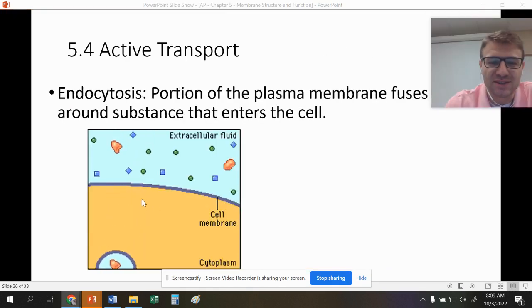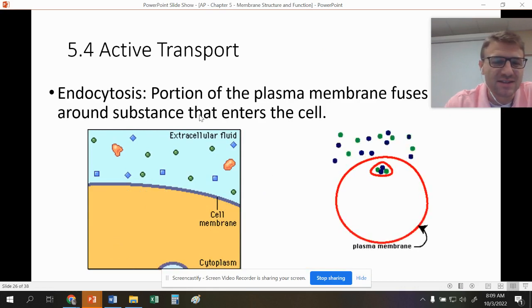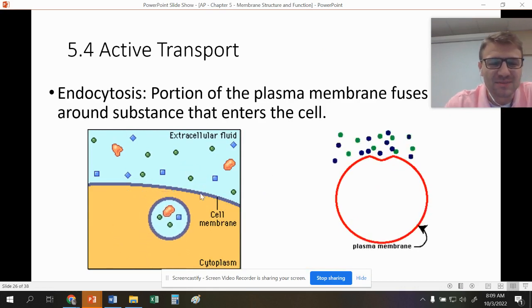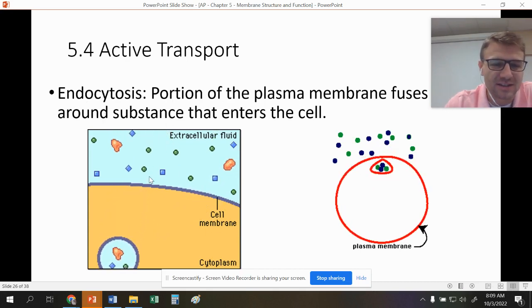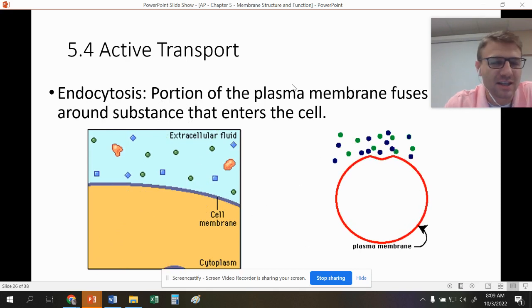Endocytosis. You can probably guess what this looks like or what this is. This is when the cell takes in molecules, and then you can see it wraps its vesicles around it, that plasma membrane. So you can see here endo, thinking in, wrapping the membrane around whatever it's taking in. There you go.